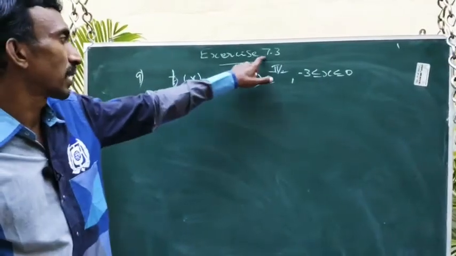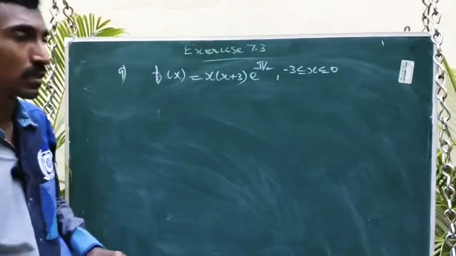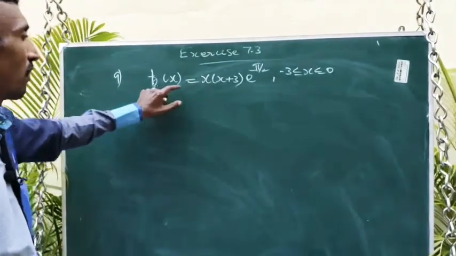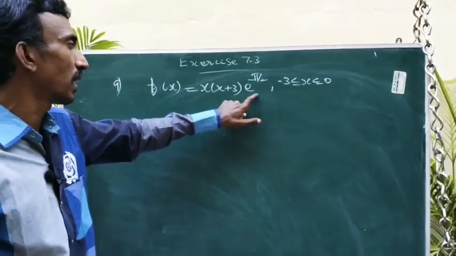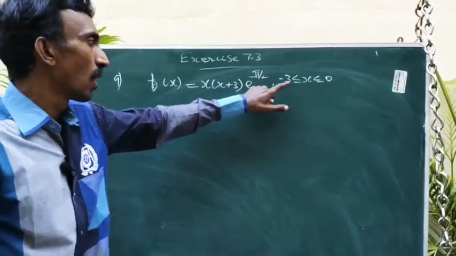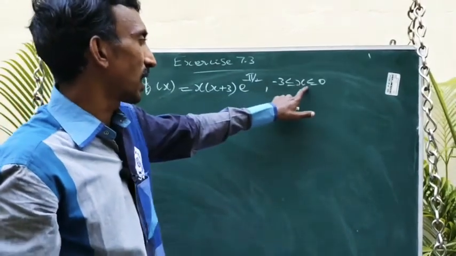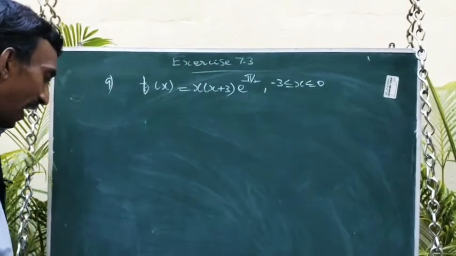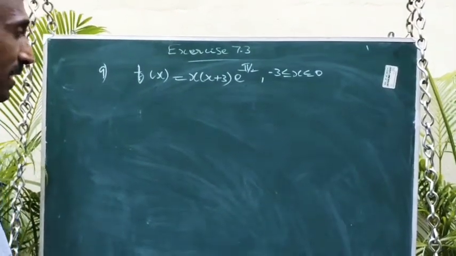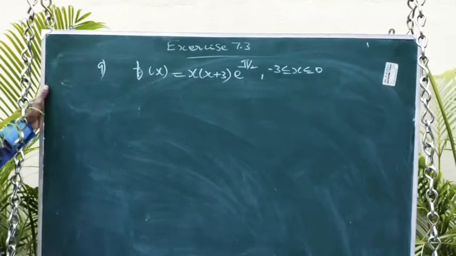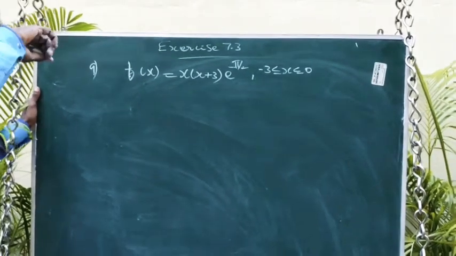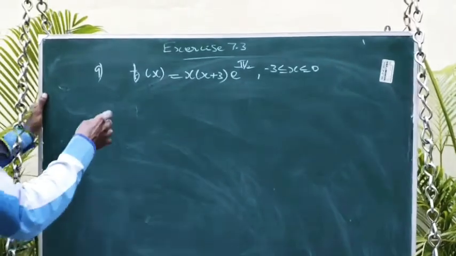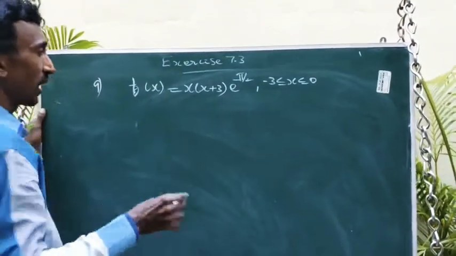Number 9 in the exercise 7.3, the question is, to show that there exists a point on the curve f(x) equal to x(x plus 3)e^(minus pi by 2), where minus 3 less than or equal to x less than or equal to 0, where the tangent is parallel to the x-axis. The tangent is parallel to the x-axis means first derivative is 0. That is nothing but the condition of Rolle's theorem, so we have to check all the three conditions.